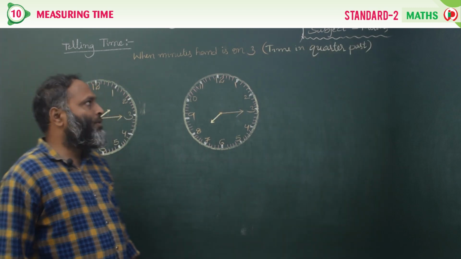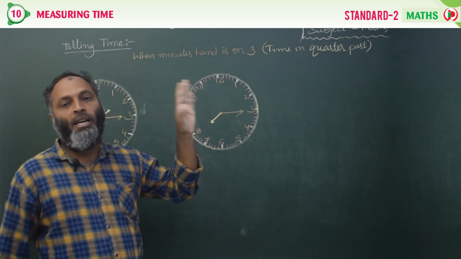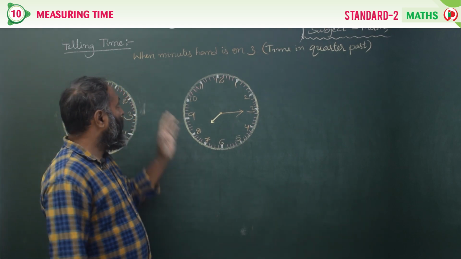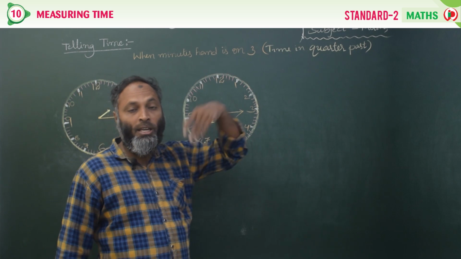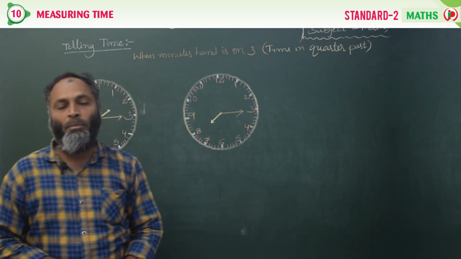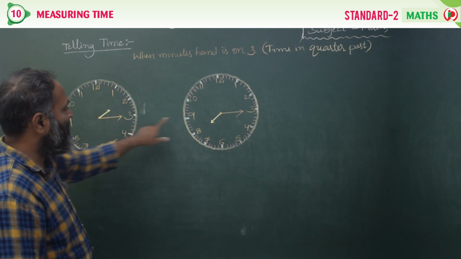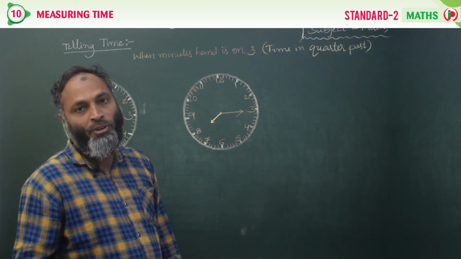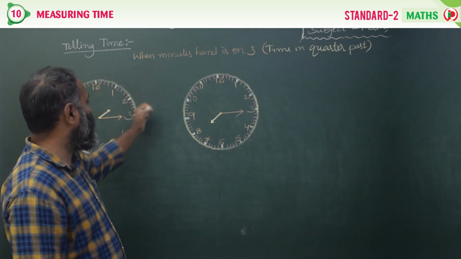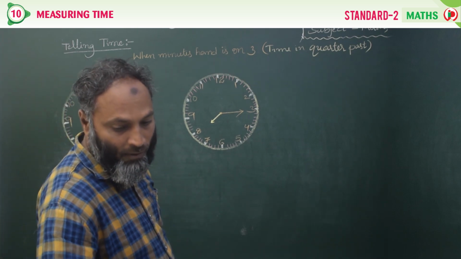Okay students, now the next concept in telling time. Before, we discussed that when the minute hand is at 12, the time is in hours. Now if the minute hand is on 3, how do we say the time? The time is always said as quarter past. In these two pictures, this is the bigger hand, and the bigger hand is at 3. So when the bigger hand is on 3, what is the time? Quarter past. We should say quarter past.